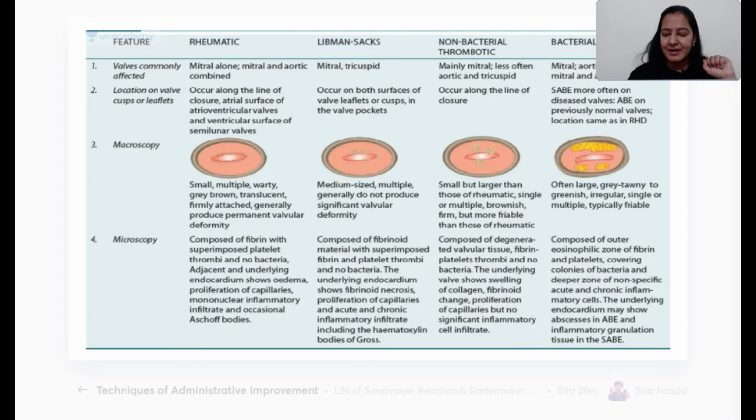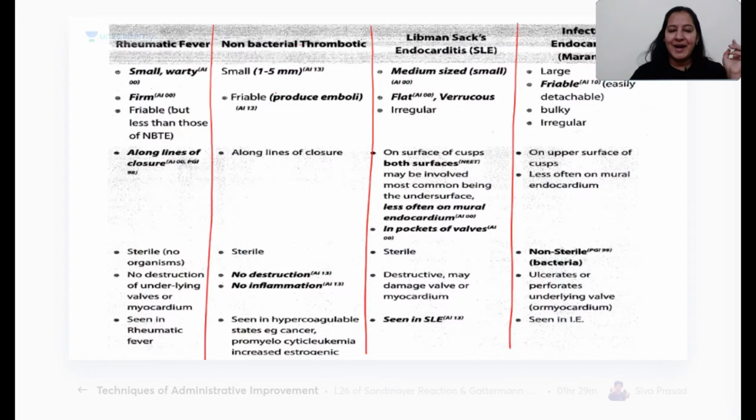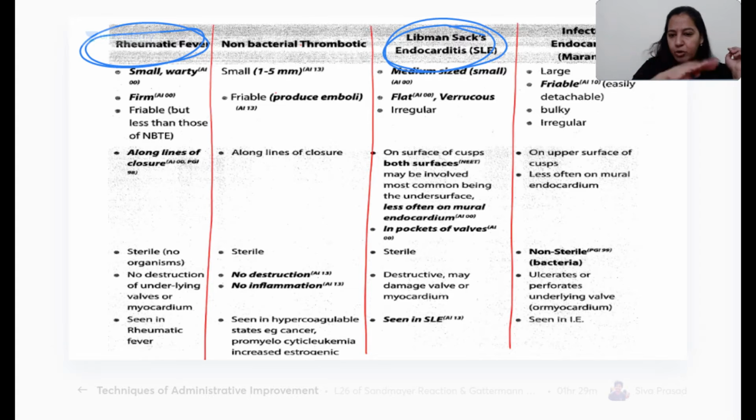We are done with this type of endocarditis. There is no myocarditis, no pericarditis. So only endocarditis is there. That is over. Say yes or no. So should I proceed? So only endocarditis was there. So compare the rheumatic endocarditis with Libman-Sacks endocarditis. Out of the 4, we are done with 2. We will compare it first, then we will start the third one.